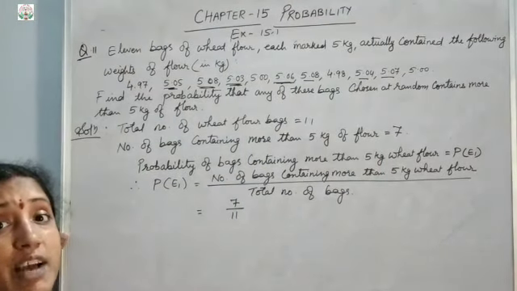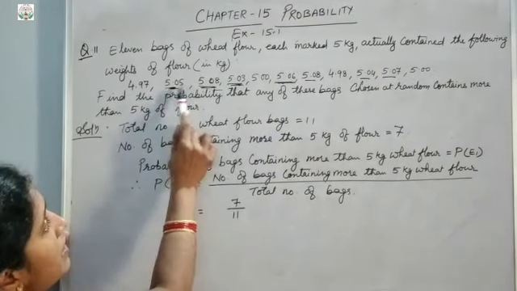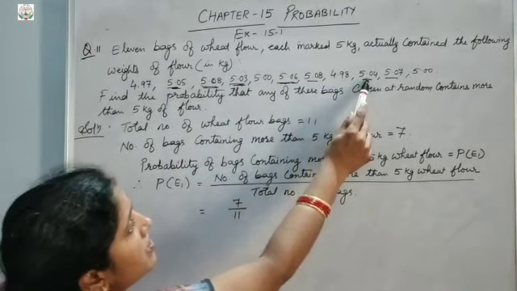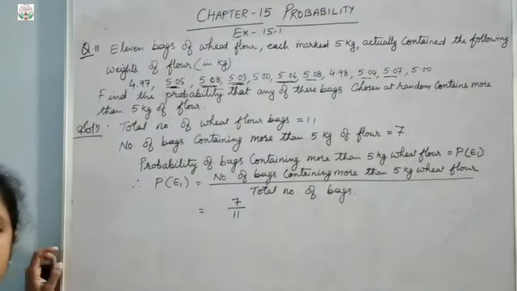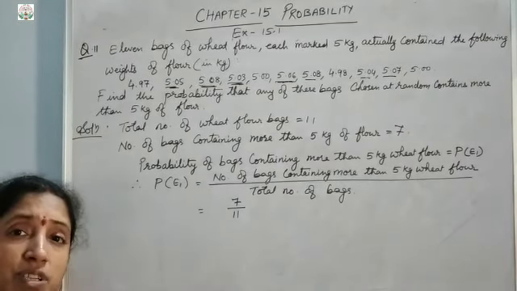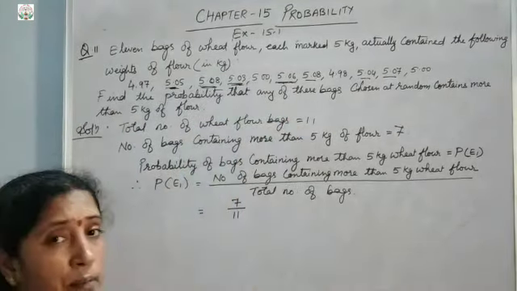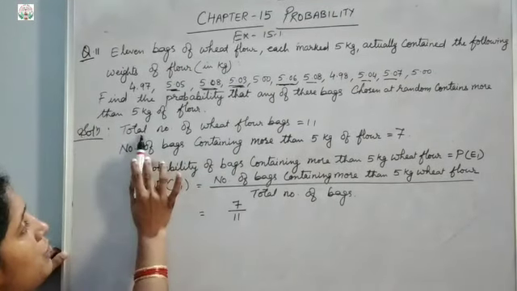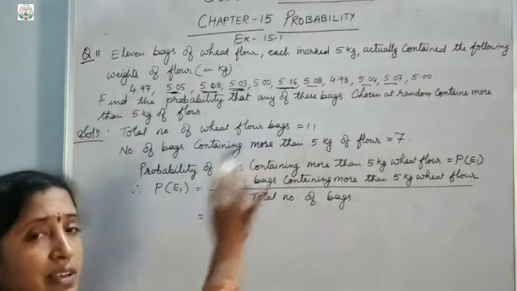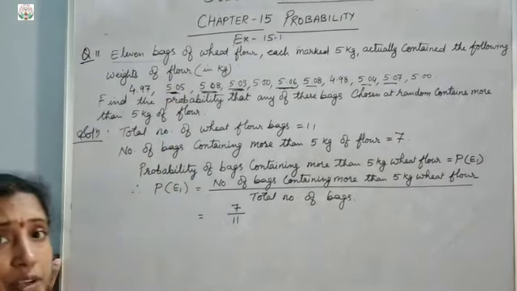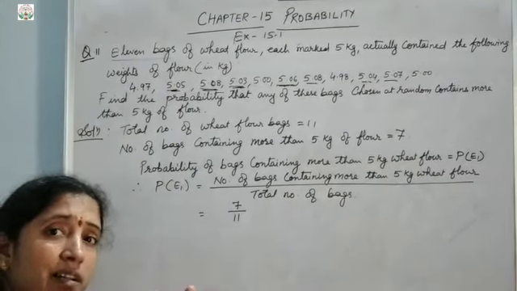So how many bags are having more than 5? 1, 2, 3, 4, 5, 6 and 7. How many bags are having more than 5 kg of weight? That is 7 bags. That is why here it is written total number of wheat flour bags are 11. It is given in the first part of the question that 11 bags are there. So total number of bags are 11.